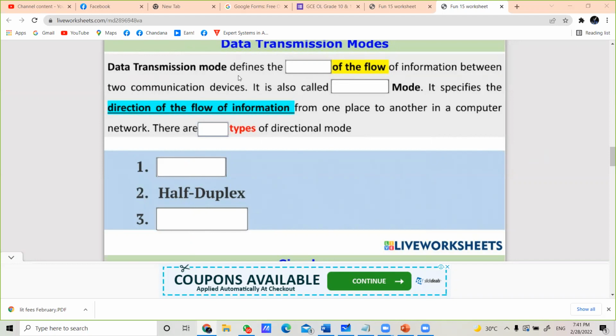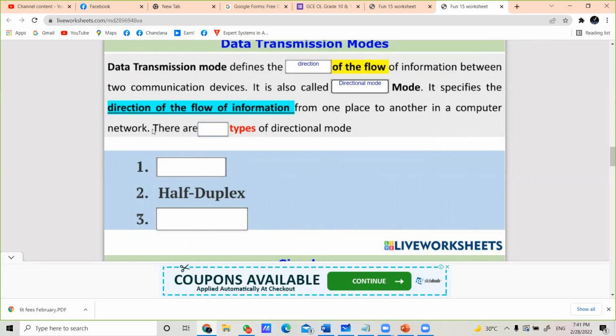Data transmission mode, define what? Direction. Direction of the flow of information between two communication devices. It is also called directional mode.